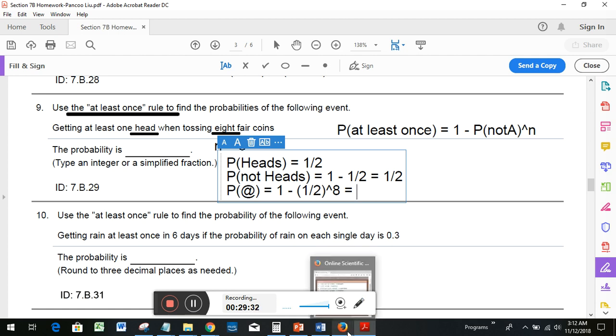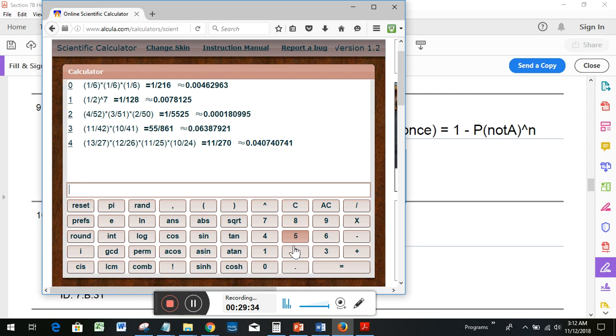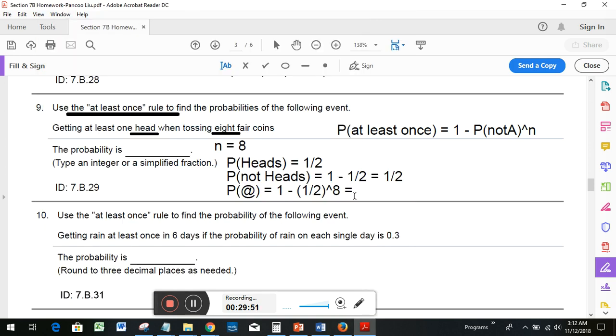So let's see. Again, we're going to do 1 minus half to the 8th power. So our fraction will be 255 out of 256. And that is our P at least once. So our probability of at least once is 255 out of 256.